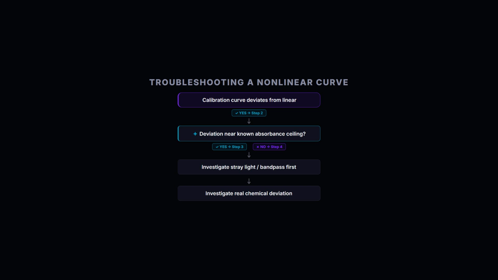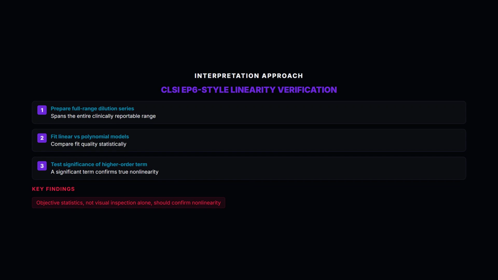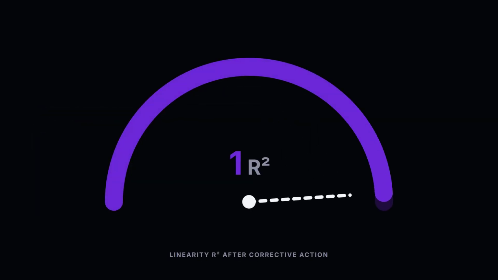Run a dilution series across the full reportable range, fit both a linear and a higher order polynomial to the data, and if the higher order term is statistically significant, that's your objective evidence of true nonlinearity. After restricting the reportable range and implementing auto-dilution, the repeat linearity study came back with an R-squared of 0.998 across the full clinical range, comfortably above the 0.95 threshold most labs require to sign off a corrected method.